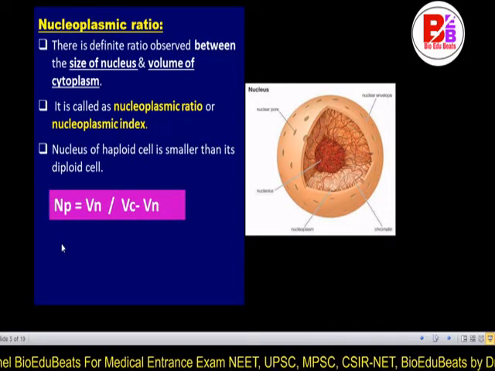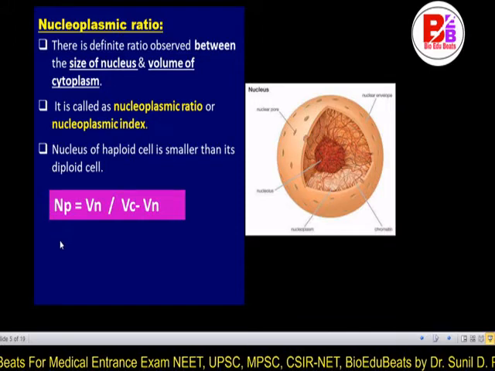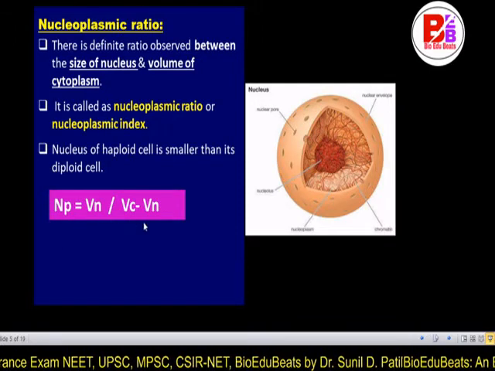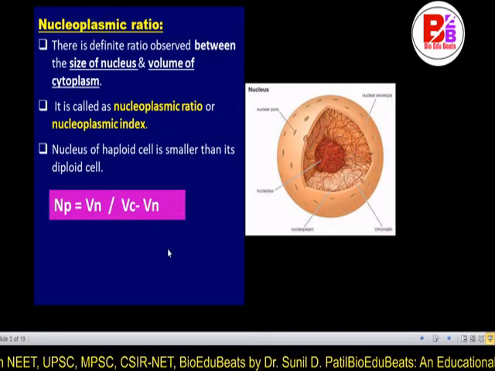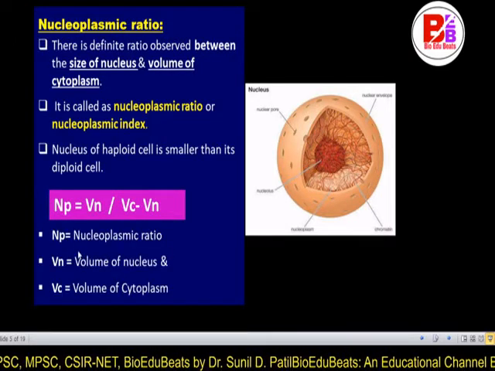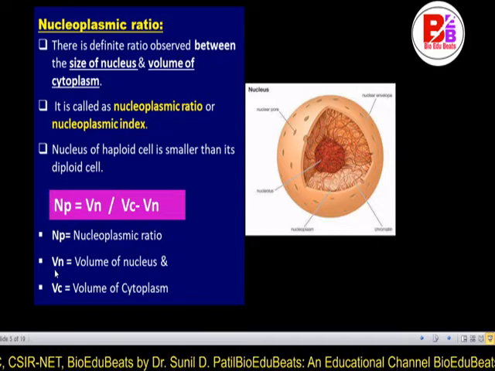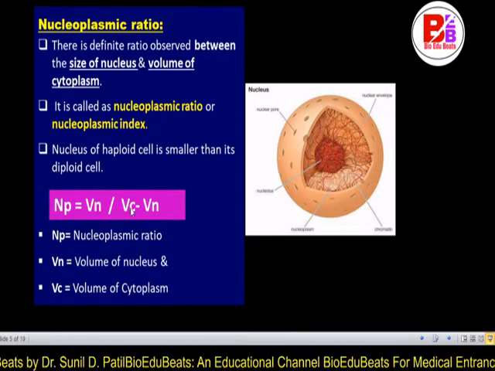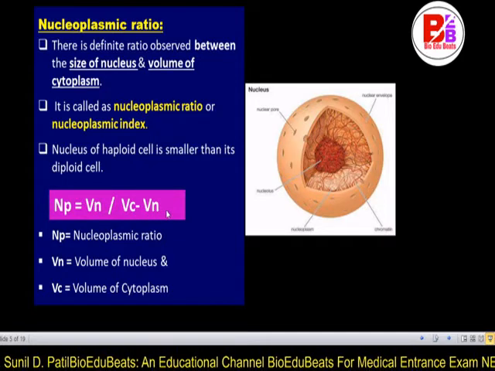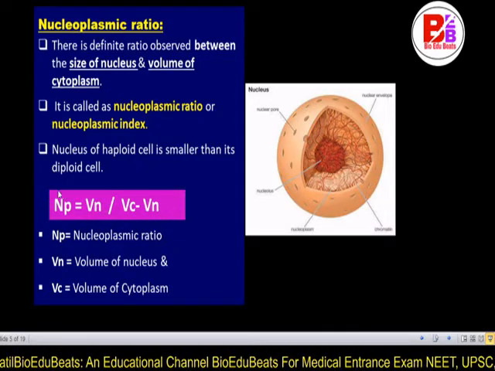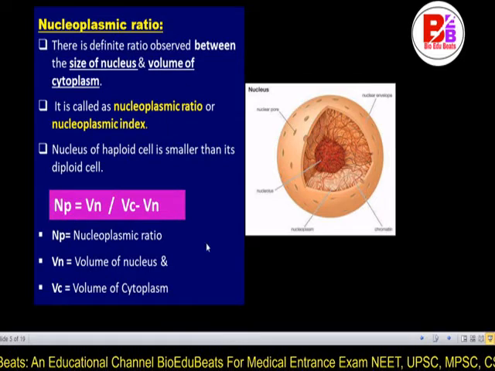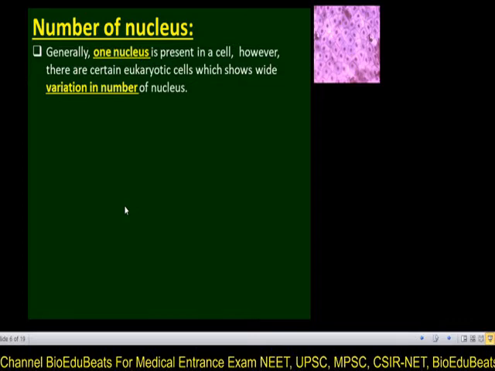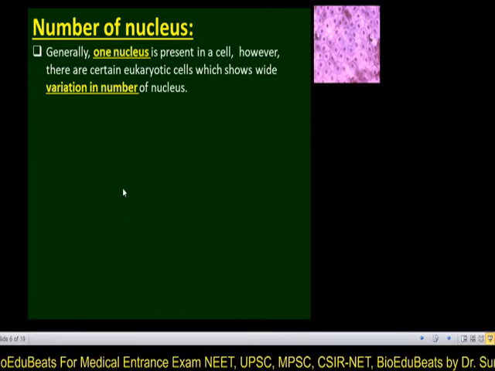The formula to find the nucleoplasmic ratio or index is NP equals volume of nucleus divided by volume of cytoplasm minus volume of nucleus. So NP, the nucleoplasmic ratio, equals volume of nucleus divided by volume of cytoplasm minus volume of nucleus. In this way we can calculate the nucleoplasmic ratio. It is fixed for a particular cell but different for different cells and at different states of the cell.